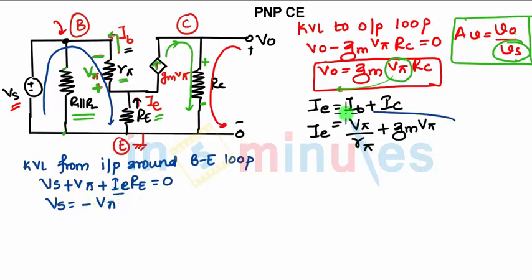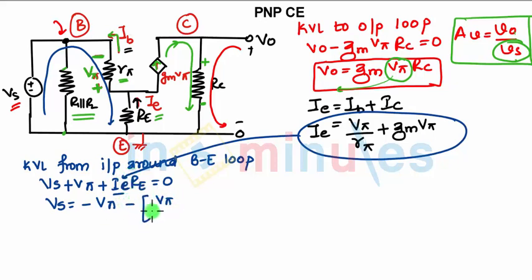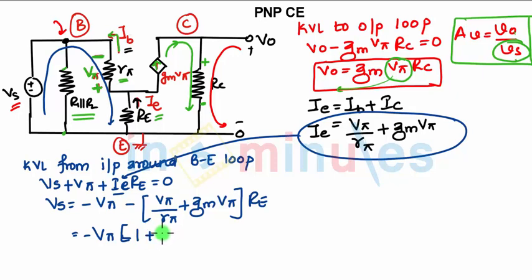Instead of IE, I can substitute this over here. So what I will get is minus V pi upon R pi plus gm V pi, into RE, right? So when I am taking V pi common, it will be minus V pi. From the entire thing, if I am taking V pi out, it will be 1 upon R pi plus gm, into RE. So this is my Vs.